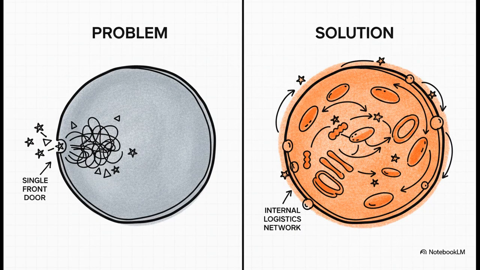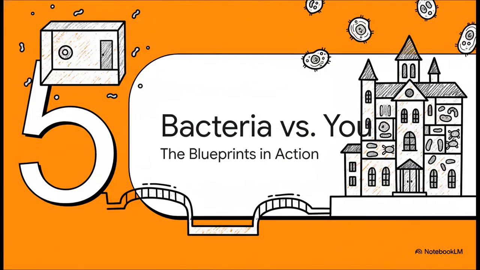See, here's the problem a simple cell runs into. As you get bigger, your insides, your volume, grow way faster than your skin, your surface area. Imagine trying to run a whole city, but everything and everyone has to go in and out through a single front door. It would grind to a halt, right? Organelles solve that. They create an internal highway system, a logistics network, that lets the cell work efficiently even when it's huge.